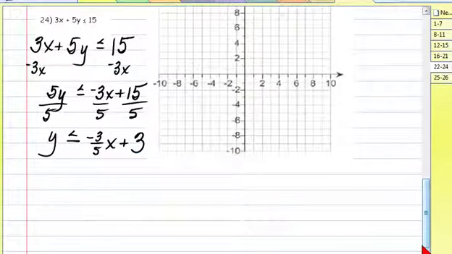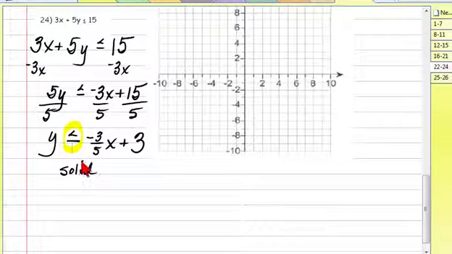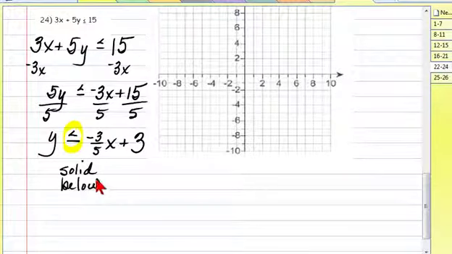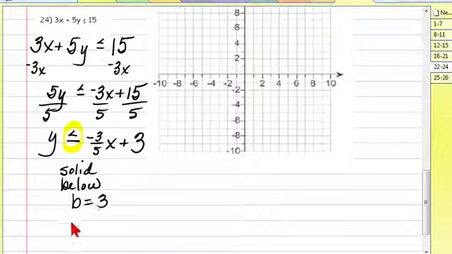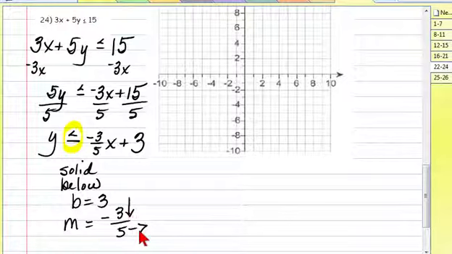I do all of that before I make any decisions about the graph. This symbol, does it cause me to draw a dotted or a solid line? Solid. Will I shade above or below this line? Below. Where will I begin to draw the line? At 3. The slope is -3/5, which is down 3, right 5.